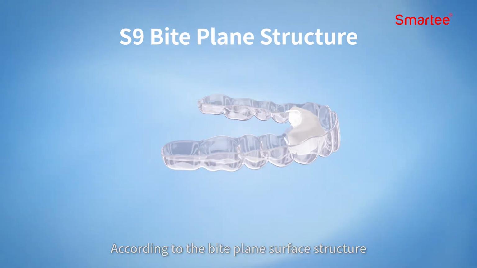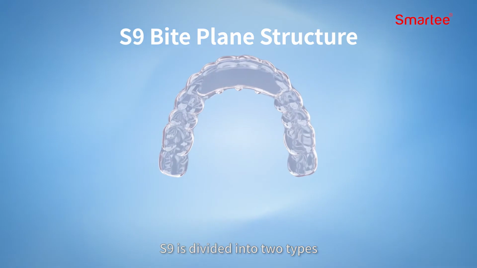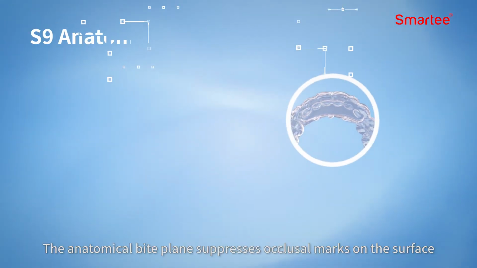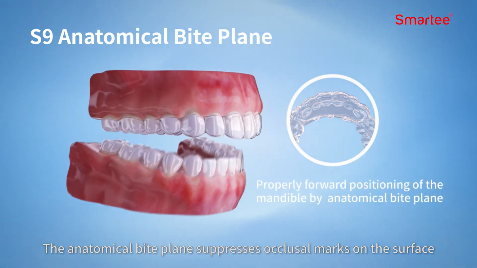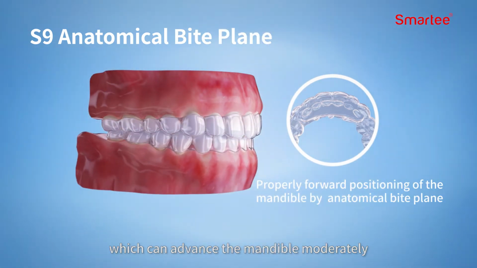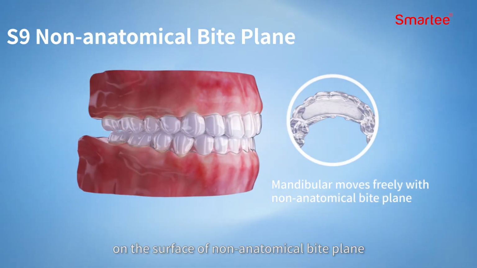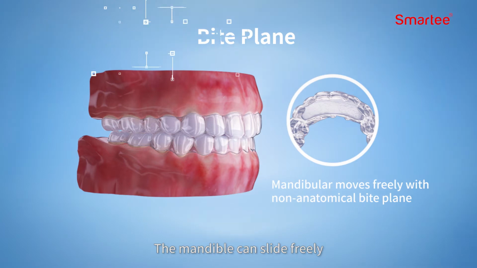According to the bite plane surface structure, S9 is divided into two types, namely anatomical type and non-anatomical type. The anatomical bite plane suppresses occlusal marks on the surface, which can advance the mandible moderately. There aren't any occlusal marks on the surface of non-anatomical bite plane. The mandible can slide freely.